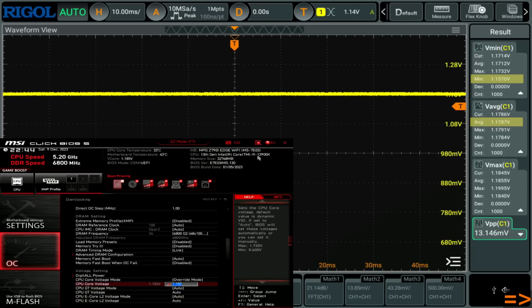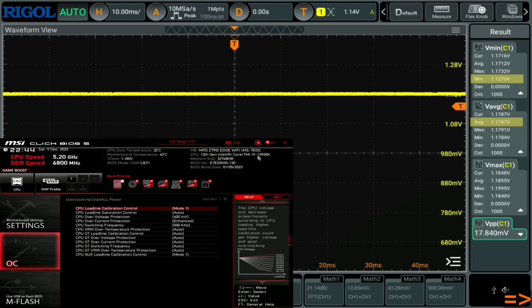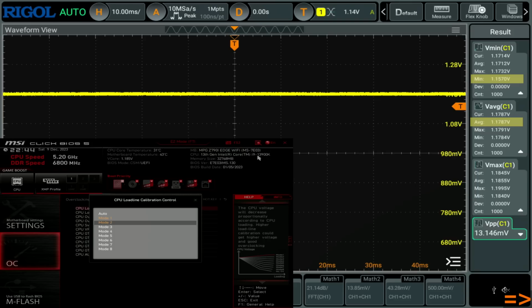Anyway, let's talk about the actual LLC settings. Now, this board has 8 different LLC modes, but funnily enough, there's only really 5 different settings here. The difference in VDROOP between mode 1 and 2 is 10 millivolts. The difference between 2 and 3 is also 10 millivolts. And this is with a 13900K.